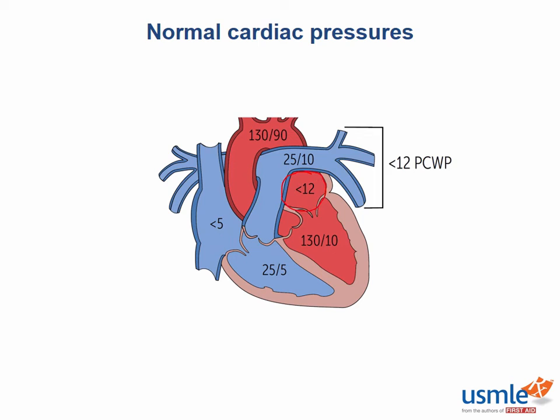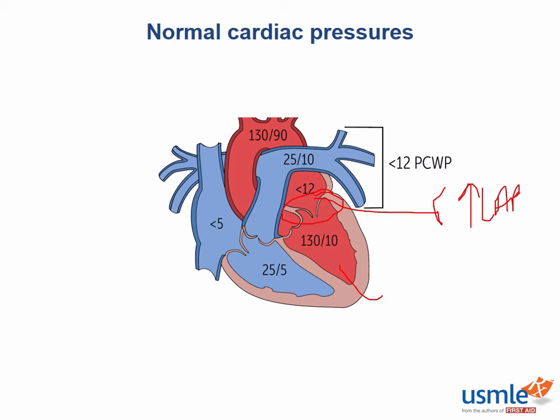Left atrial pressure is generally less than 12, and this is an important pressure that we can measure, and we measure that through the pulmonary capillary wedge pressure and the Swan-Ganz catheter. And this gives us an idea of how well our left ventricle is functioning or how well our mitral valve is. In the setting of mitral stenosis, we see a narrow stenotic mitral valve. We see a buildup of blood proximal to the valve. We see an increase in left atrial pressure.